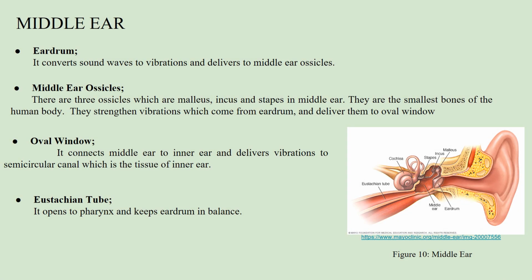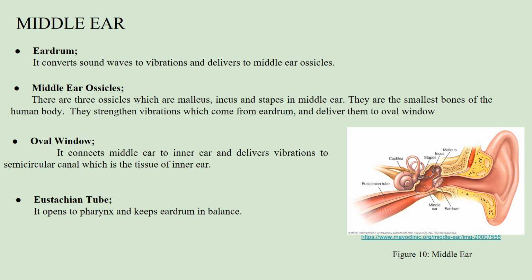Middle ear has 4 different parts. First one is the eardrum. Sound waves are delivered to the eardrum by the auditory canal, and it converts these sound waves to vibrations. These vibrations come to the middle ear ossicles. Middle ear ossicles consist of 3 tiny bones, which are malleus, incus, and stapes. They strengthen vibrations and send them to the oval window.